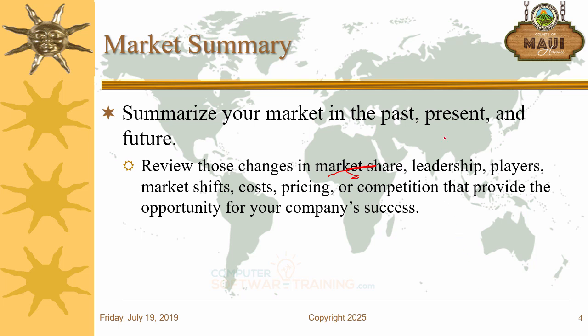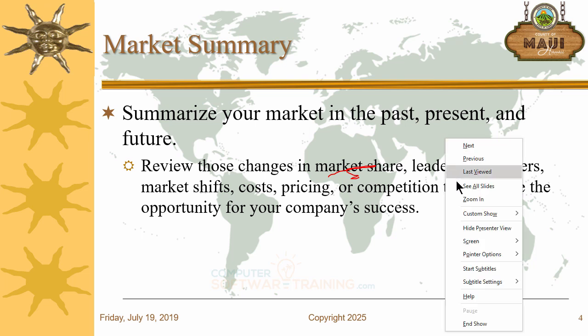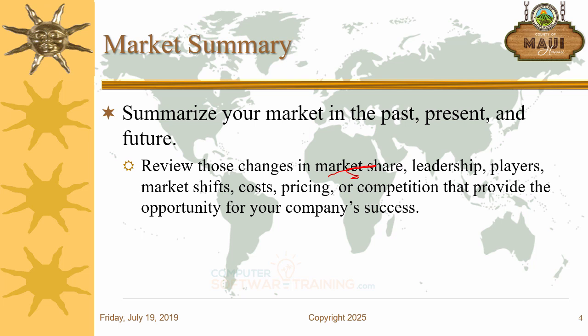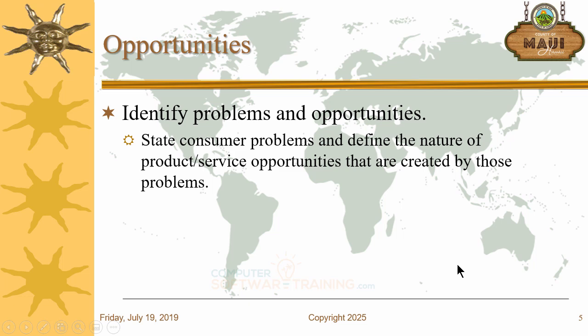All right, so right click it like this, and then you just go down to where it says pointer options, and you can see the pen is highlighted there. So we just click on the pen again, and that turns it off. And then you'll see just your arrow, and then you can just click your mouse to advance to the next slide. So that's pretty easy to do.